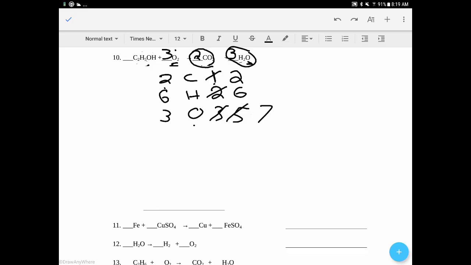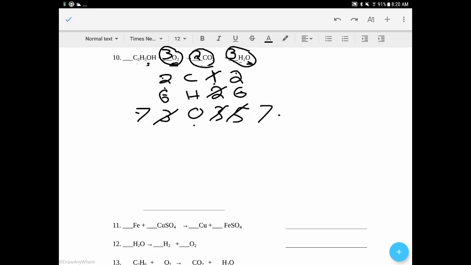So we have 6 O's right here, and then we still have that 1 O here. So that means we have a total of 7 O's. Okay, there we go. Now, we are fully balanced. We have 2 C's, 2 C's, 6 H's, 6 H's, 7 O's, 7 O's. So this is our final answer for our balanced equation and coefficients.